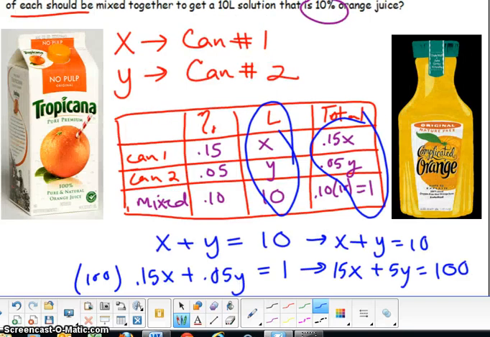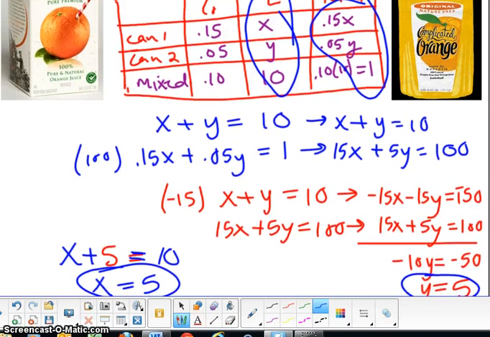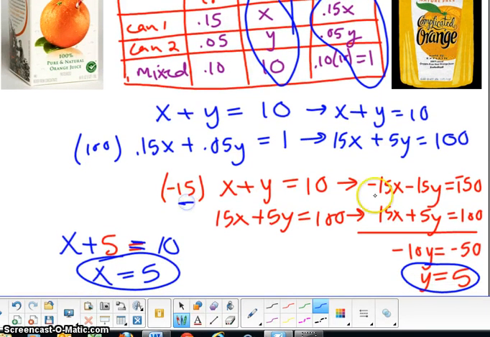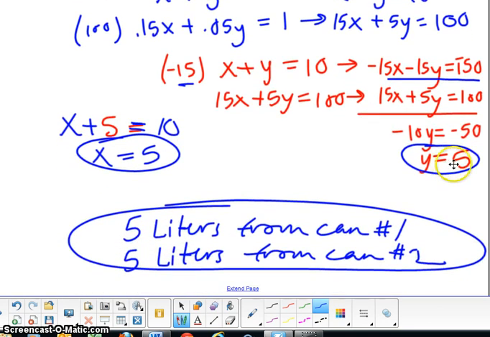Okay, now it's time to check your work. I did the elimination method, so I got rid of the decimals. You didn't have to do this, and you can fast forward to the answer if you'd like. But this is the way I chose to do it. I changed them so there's no decimals, and then I multiplied the top by -15, as you can see here. I added the 2 equations together, and I got y equals 5. So that means 5 liters from can number 2. And then after plugging it into one of the previous equations, I get 5 for can 1 as well. Okay, let's go on to the next one.